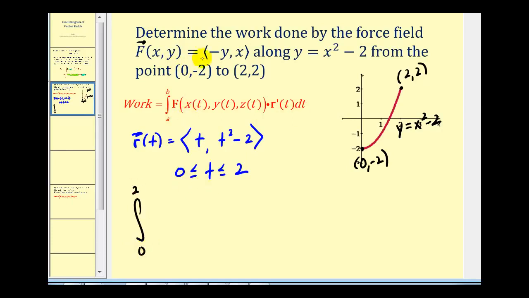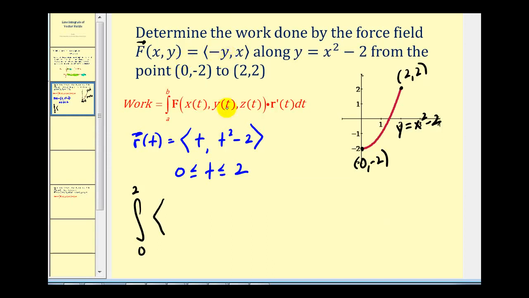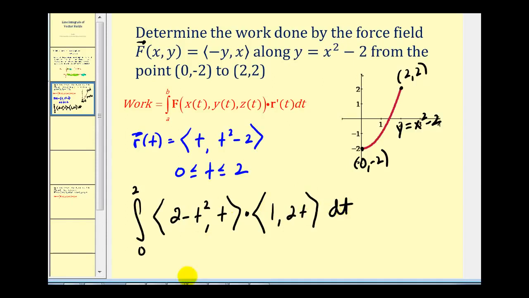We'll rewrite our vector field as a function of t using x of t and y of t. So the x component will be the opposite of y of t. Well, here's y of t, so instead of t squared minus 2, it'll be 2 minus t squared. The y component is equal to x of t, which is t. And we'll dot this with r prime of t, so we'll have 1 and 2t. Let's go ahead and evaluate this on the next page.